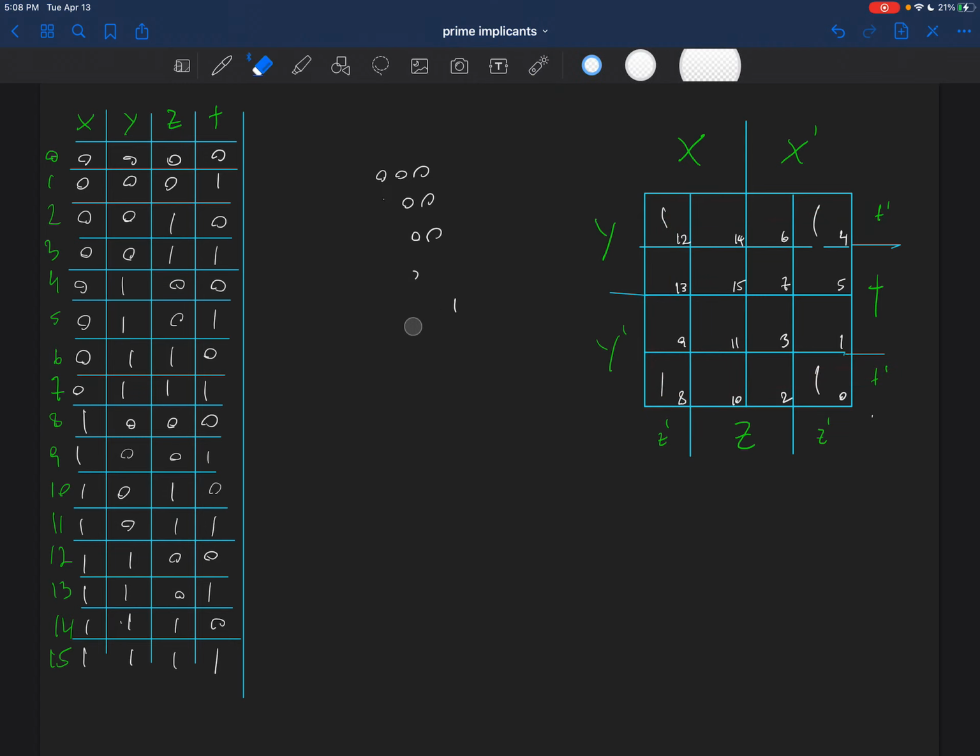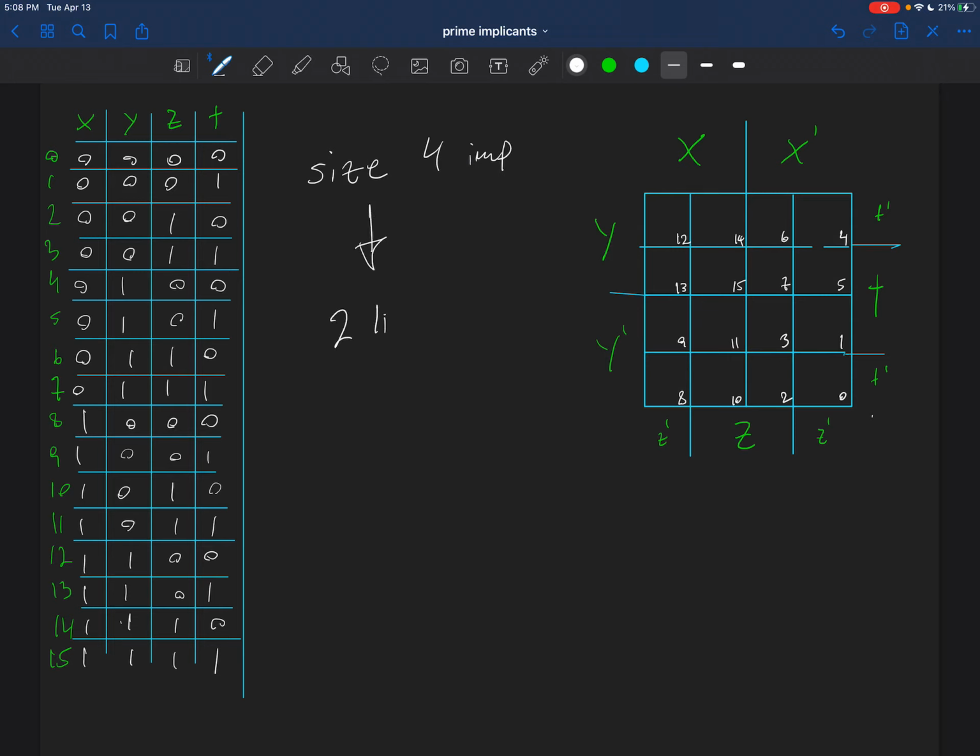Now, let's see. You might have noticed that those size 4 implicants give you just 2 literals. You can express them with 2 literals, right? We did z prime, t prime. What's that last example? I forget what the others were.